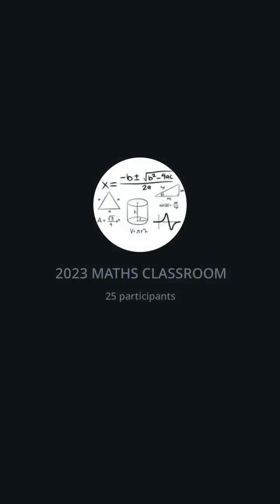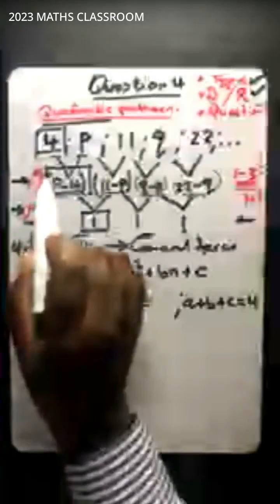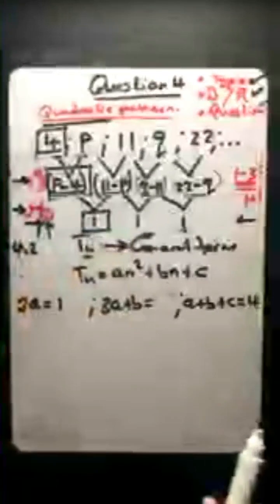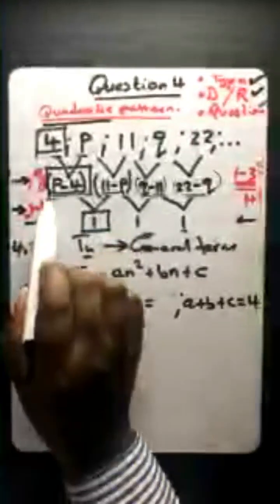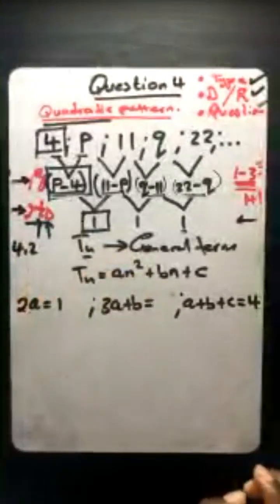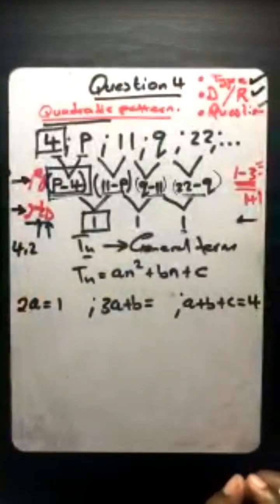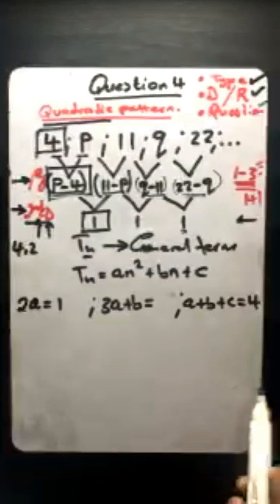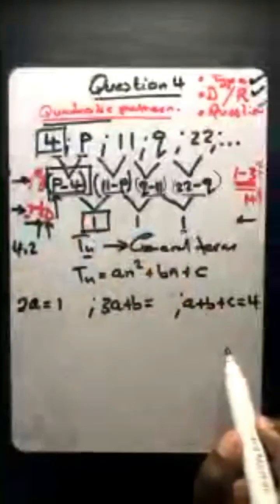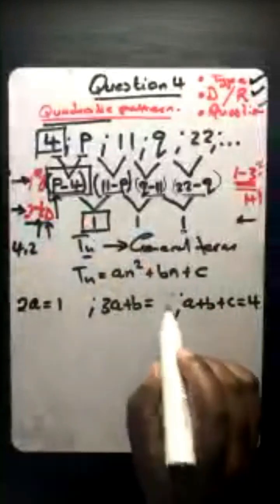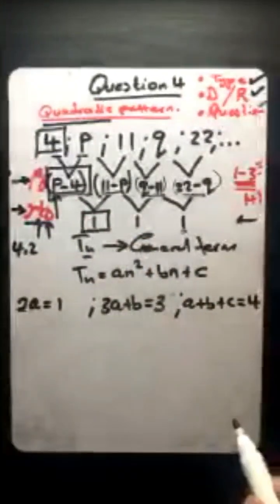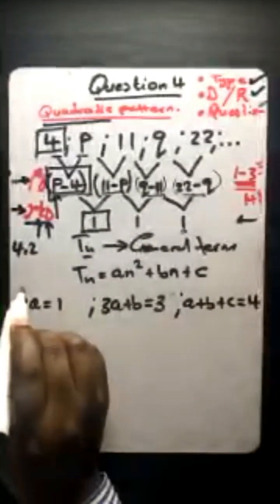So the question was, what is the actual value of that? Because here it's 4 minus P, but we want just a number. It should be 3. Yes, because we know the value of P is 7. So 7 minus 4 is 3, which means this is where we put 3. So now we just solve in that direction.